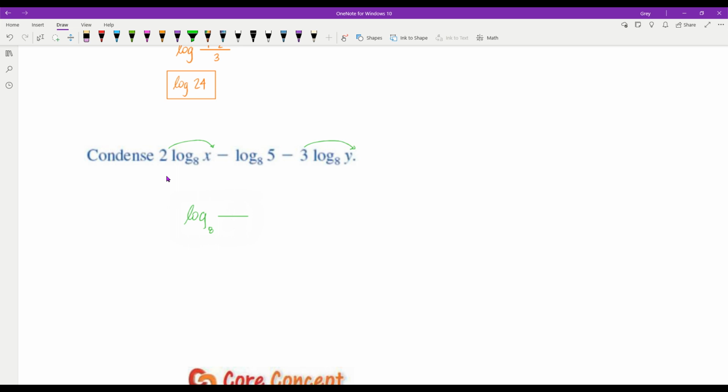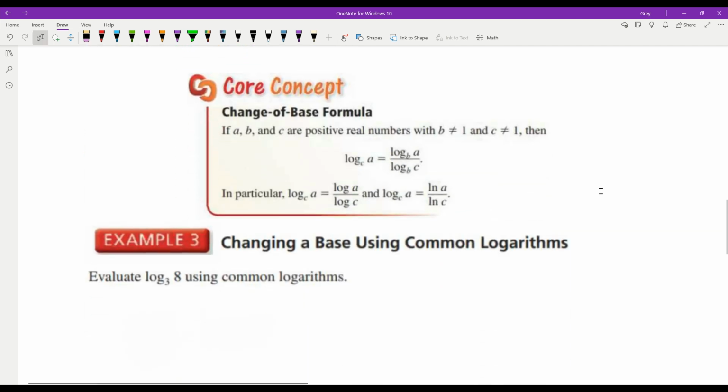So positive goes on top. On top, I'm going to have x squared. On the bottom, I'm going to have a 5, and I'm going to have y cubed. And that's all it is. Practice. All right, the last one.